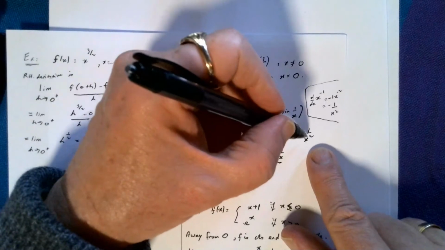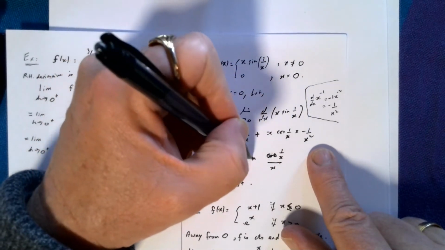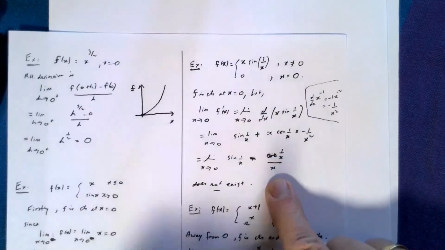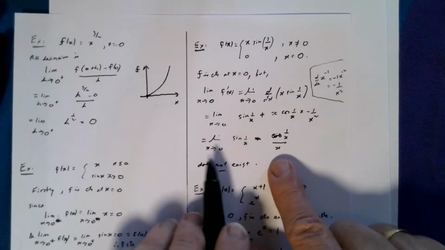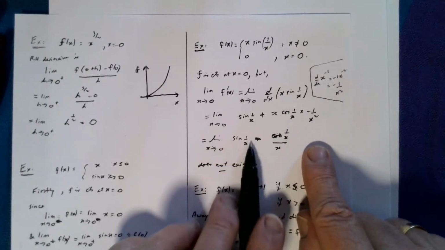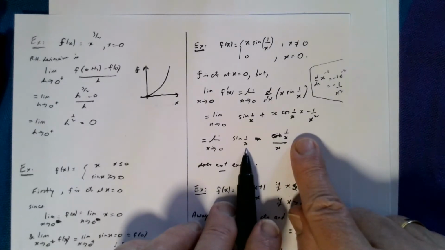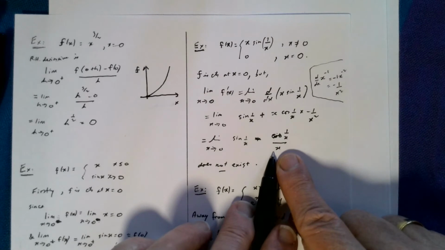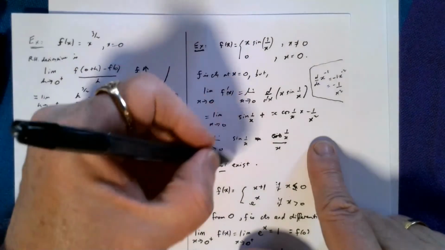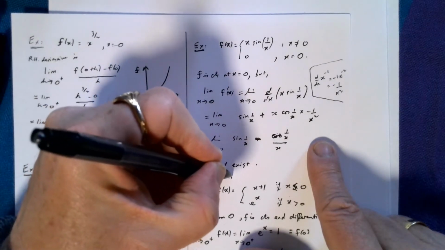Now when you tidy this up a bit, you'll get sine 1 on x, minus cos 1 on x, with an x on the bottom. And now you want to take a limit as x goes to 0. Well, this doesn't exist, this has got no limit as x goes to 0. And as x goes to 0, this doesn't make any sense either. So this limit doesn't exist. Therefore the function is not differentiable. So f is not differentiable.